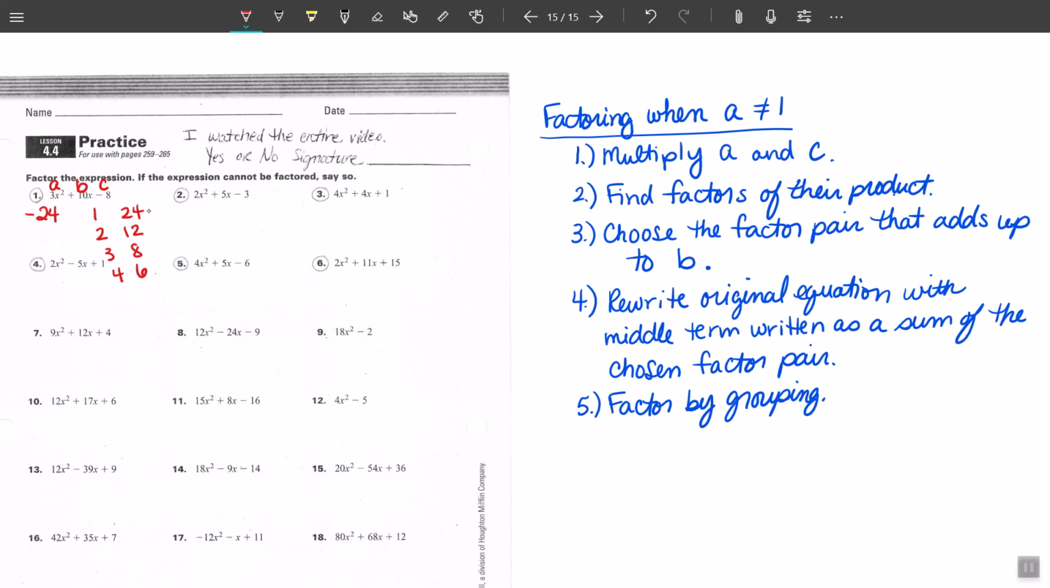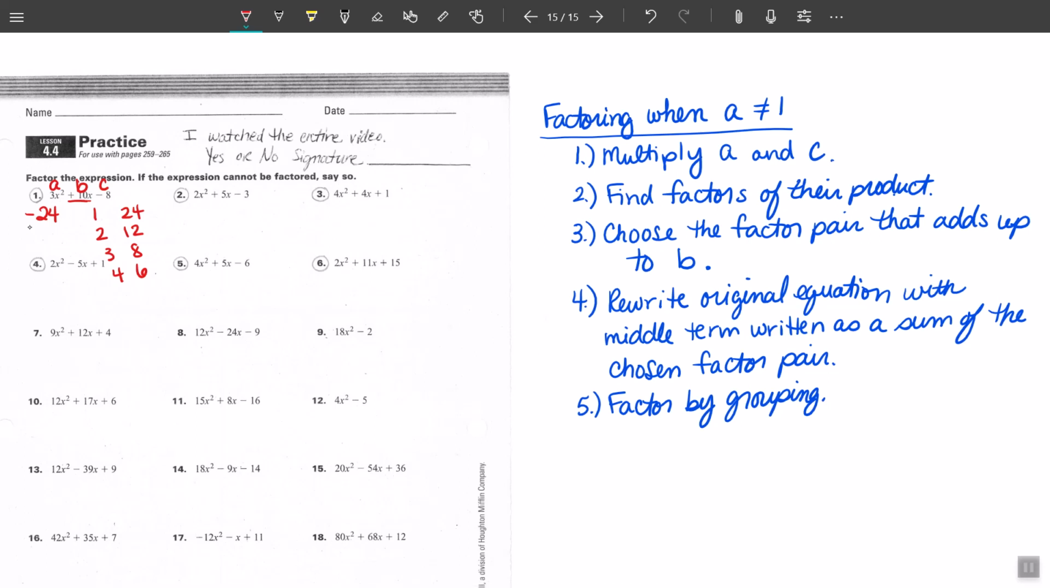Okay, so we've got quite a few options here for these factors. And so I'm going back to this whole idea again of I want to choose two factors that when I multiply them together I get negative 24. When I add them together, I want to get b again, this positive 10. So that's step 3 over here. Choose the factor pair that adds up to b.